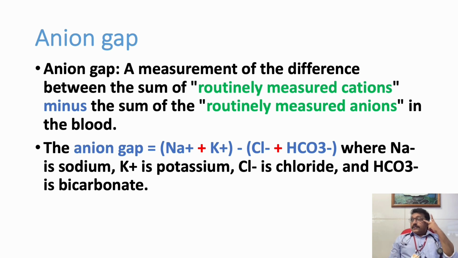Now once you understand the patient is having metabolic acidosis, once you take the ABG, you can immediately see that pH is reduced, bicarbonate is reduced, and either compensation has occurred or not occurred. Whatever it is, you have to see the anion gap. The anion gap is the difference between the sum of routinely measured cations minus the sum of routinely measured anions. We will see how to calculate this.